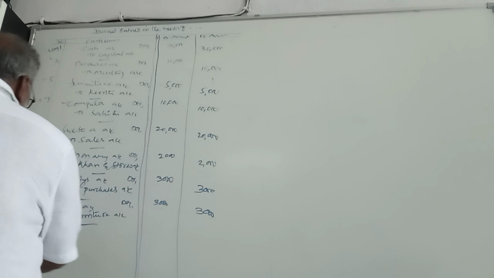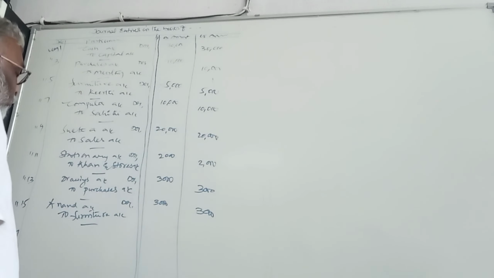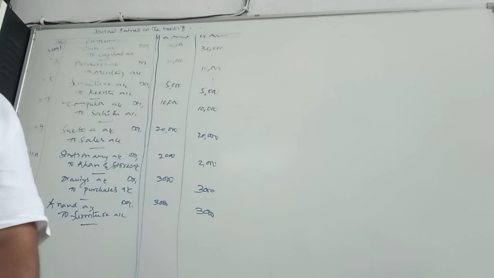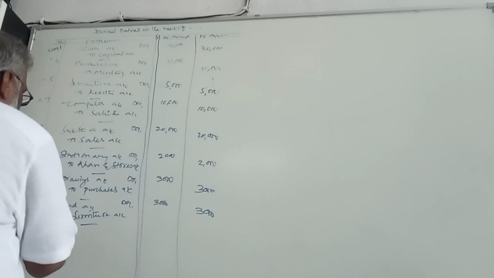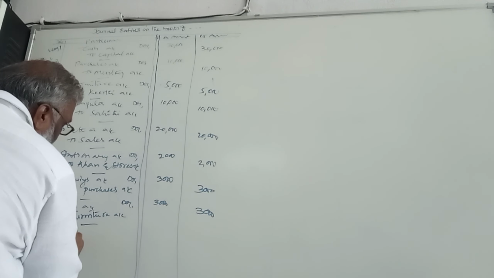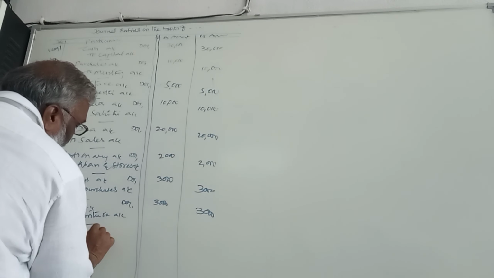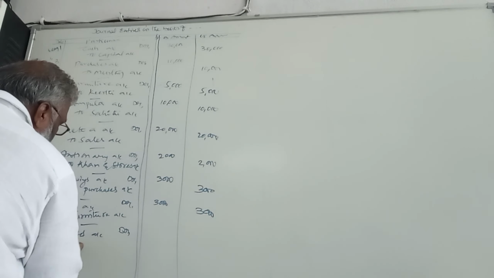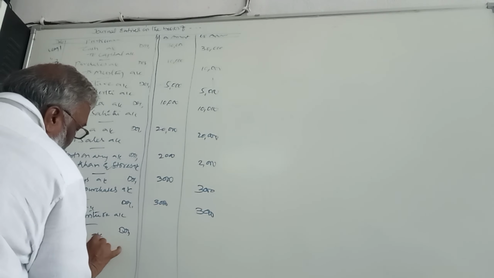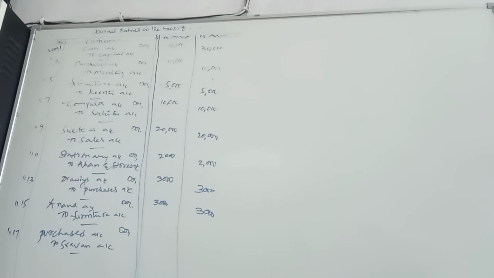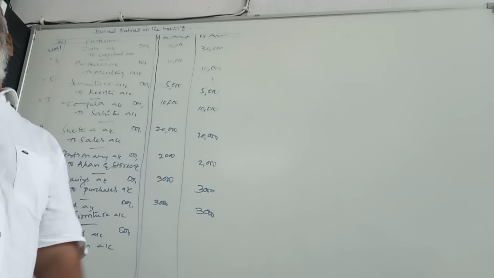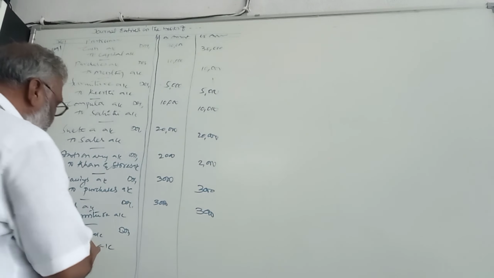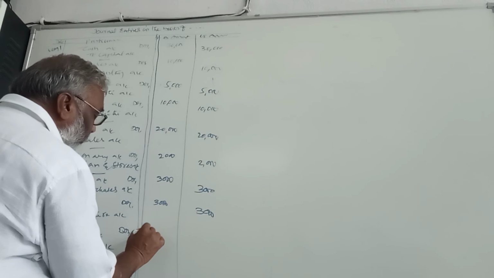After that, 17. Bought goods from Shravan. Bought goods means purchased goods. Purchases account debit to Shravan. Why is Shravan's name given in this transaction? Credit. Purchase account debit to Shravan. Amount please? 5,000.